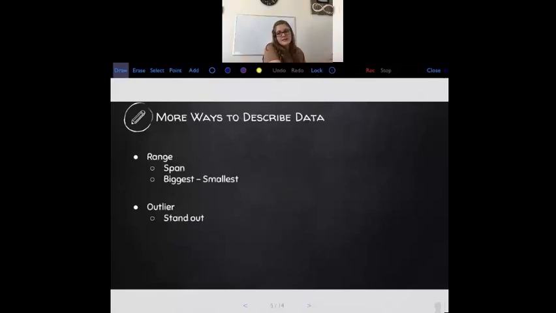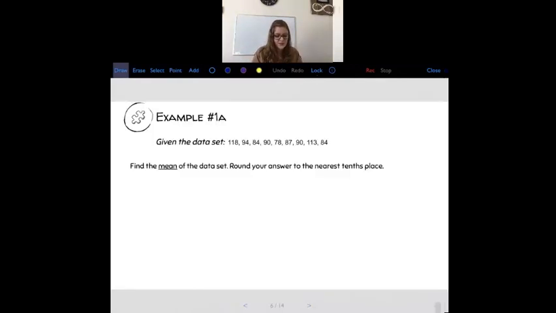There's a couple of other ways to describe data that we'll talk about before we get into our examples. Another way to describe data is the range, which refers to the span of the data set. To calculate the range, you take the biggest value of the data set and subtract the smallest value. An outlier is a number that stands out or looks like it doesn't belong in the data set. So, example 1a. We're going to use this data set for 4 parts, and we'll calculate mean, median, mode, and the range.